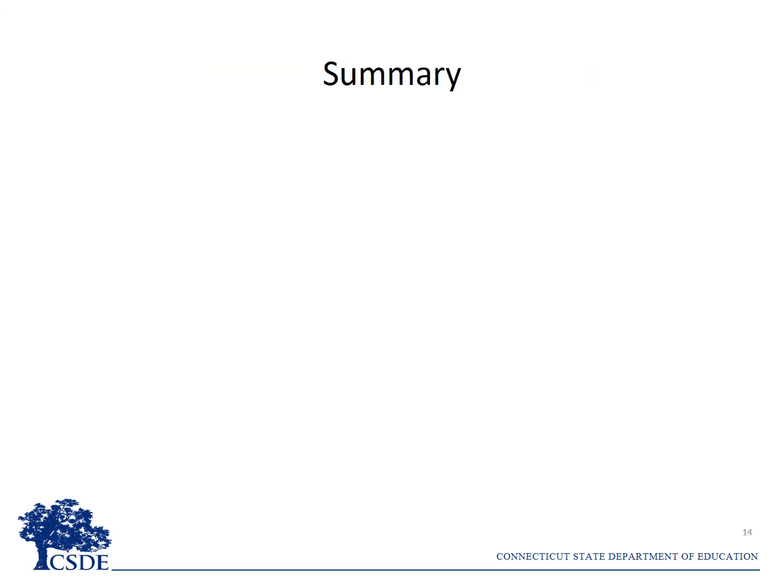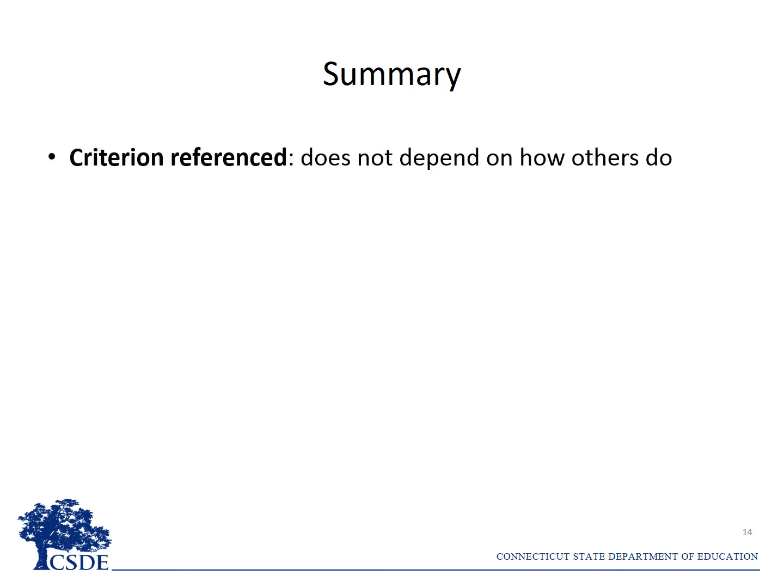To summarize, Connecticut's model is criterion referenced. It does not depend on how others do. It is continuous. All growth counts. There are no more golden bands. Unlike in the past, there is no incentive in this system to focus on getting a small group of students over the proficiency bar. Instead, the message here is that all growth achieved by all students counts.